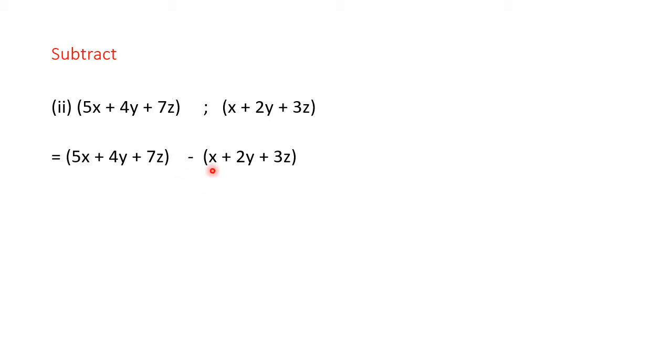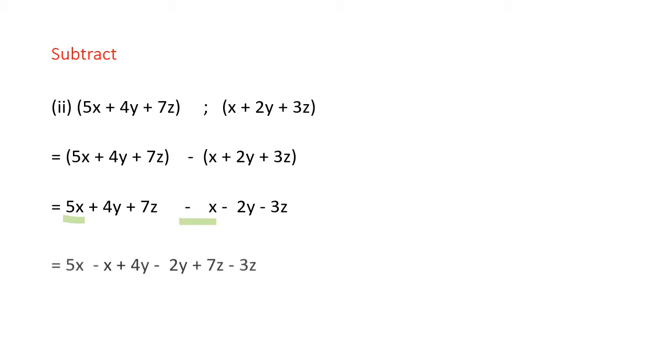So x inside the bracket is positive, it will become negative. 2y is positive, that will also turn negative, and plus 3z will also become minus 3z. So as you can see, x becomes minus x, 2y becomes minus 2y, and 3z becomes minus 3z. Then we look for the like terms and try to add or subtract them. 5x, 4y, 7z are not like terms. 5x can be written with minus x. So that's what we have written in the next step, 5x minus x.